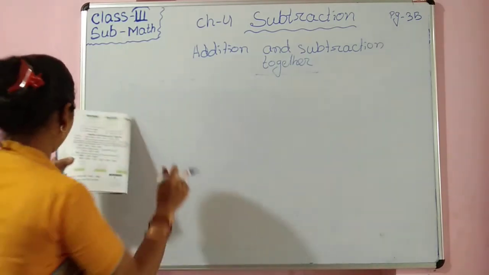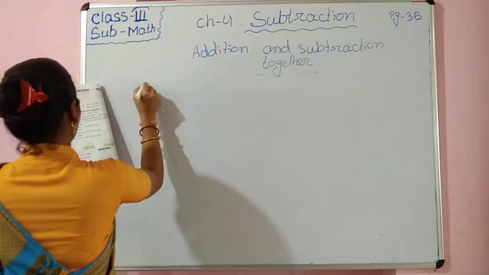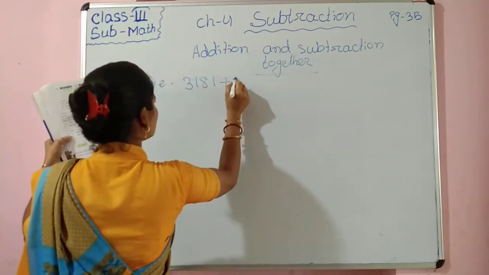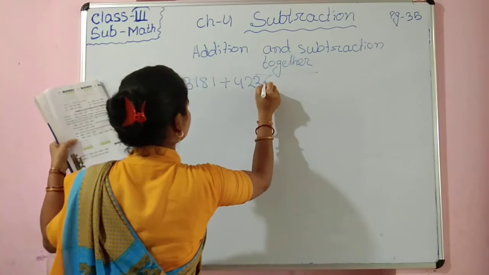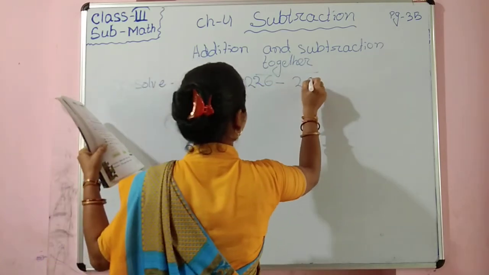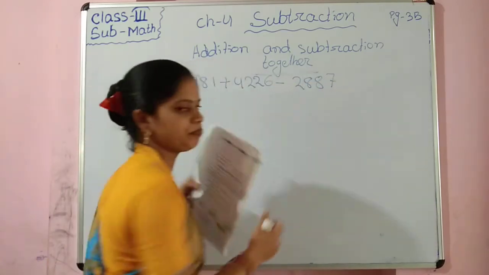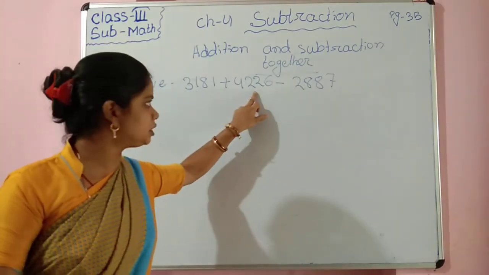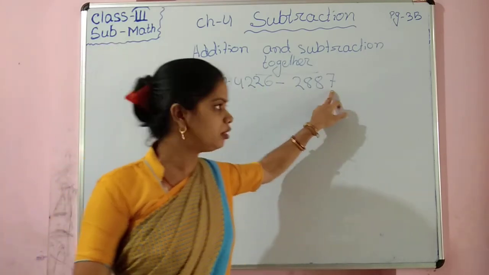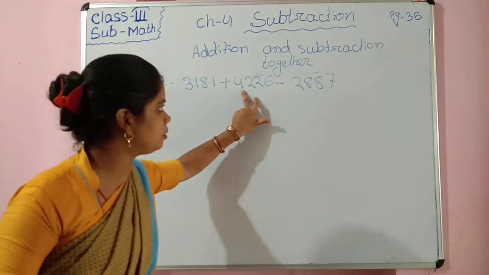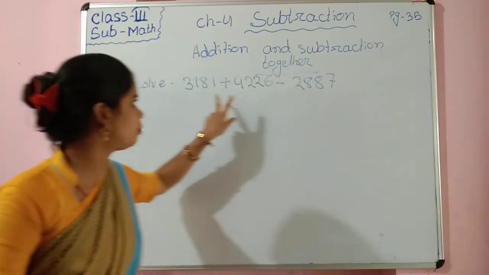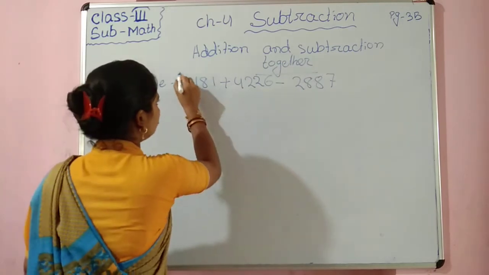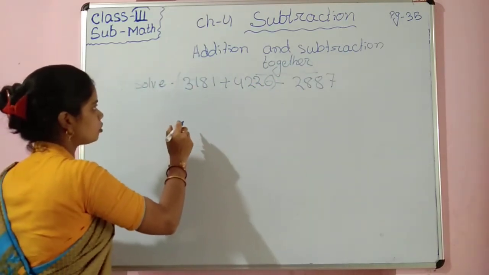It is very easy for everyone. We have to solve 3181 plus 4226 minus 2887. Here these two numbers are positive and this one is the negative number. First we add the two positive numbers.